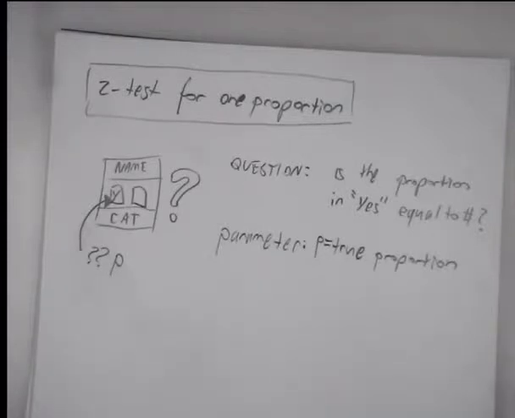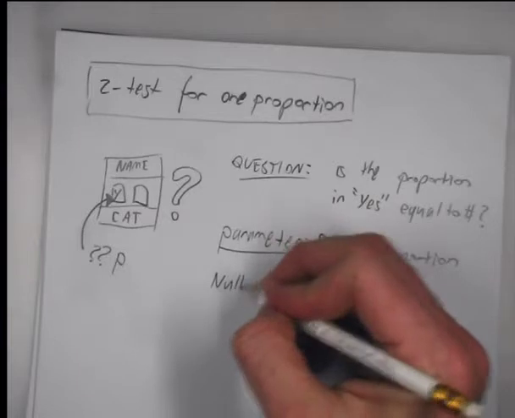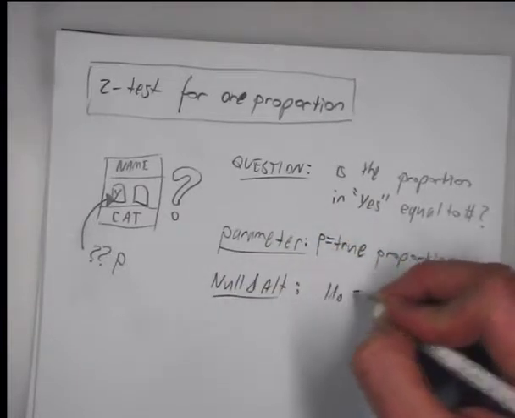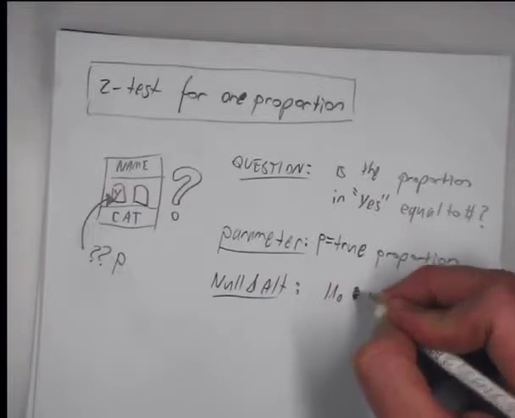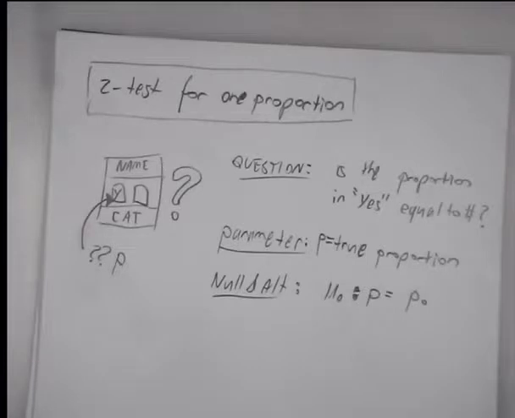The parameter P is equal to the true proportion, and my null and alternative are H0: P equals some number. So maybe 50%. That's the most common, because especially in opinion things you want to know if more than half of the people agree with something. Okay?